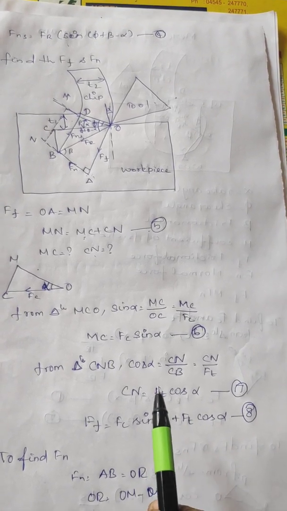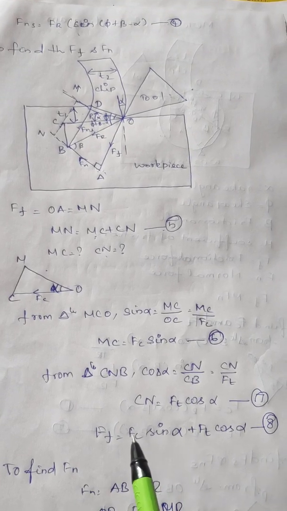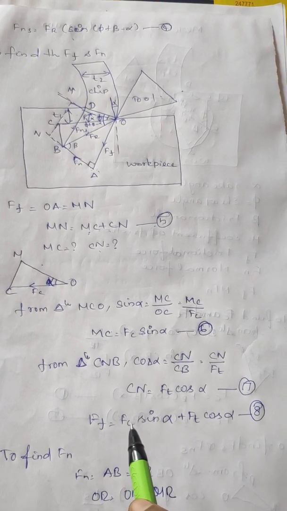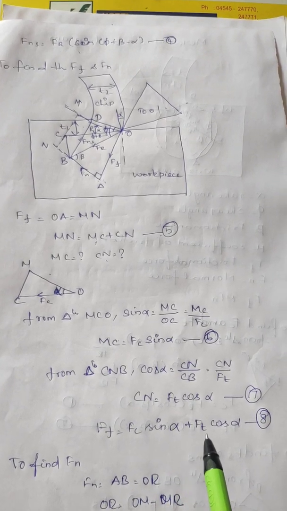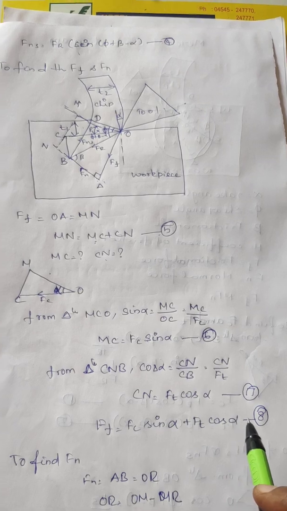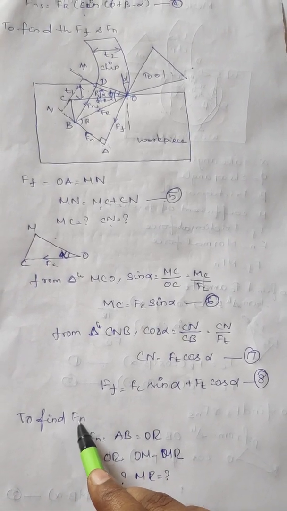So now we have got the values of Fc and Fn. By substituting these values, we get the frictional force equal to cutting force into sin alpha plus thrust force into cos alpha. We are taking this as the 8th equation. Now we are going to calculate the normal force.